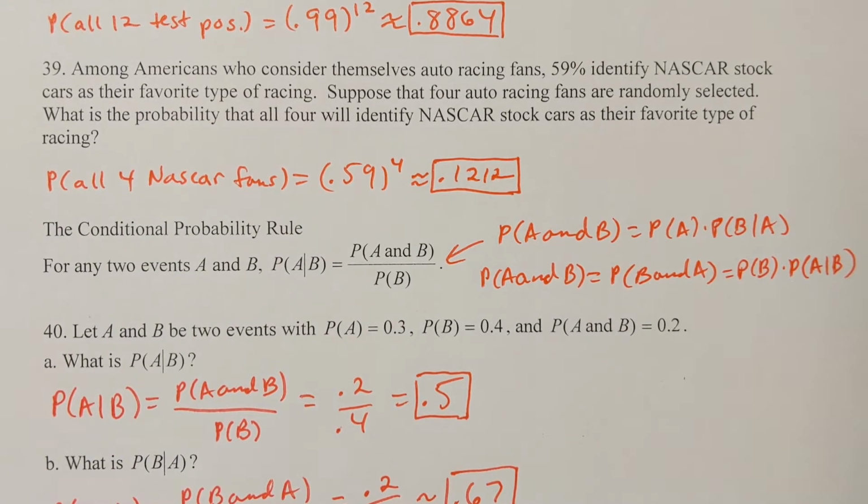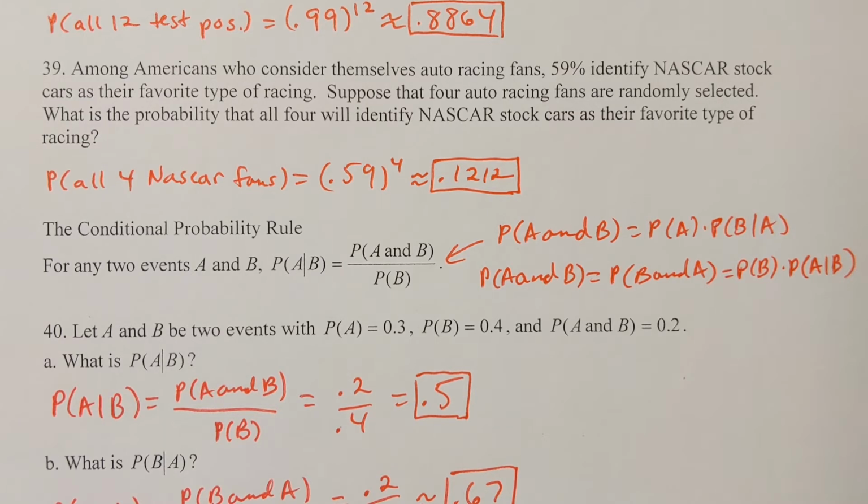Problem 39 says among Americans who consider themselves auto racing fans, 59% identify NASCAR stock cars as their favorite type of racing. Suppose that 4 auto racing fans are randomly selected. What is the probability that all 4 will identify NASCAR stock cars as their favorite type of racing?